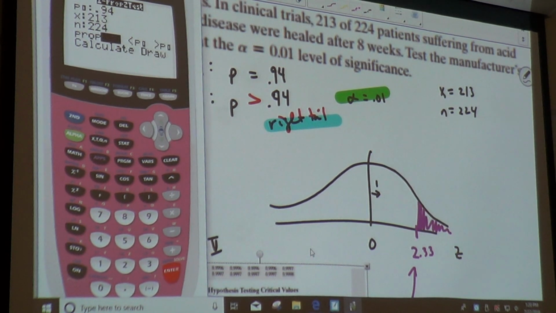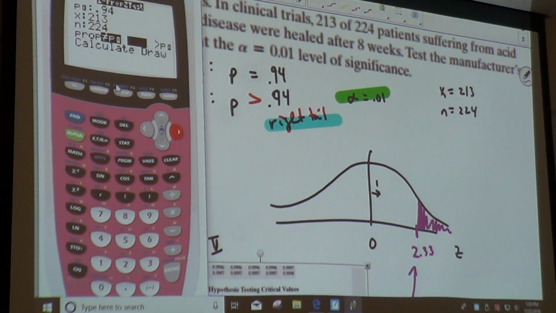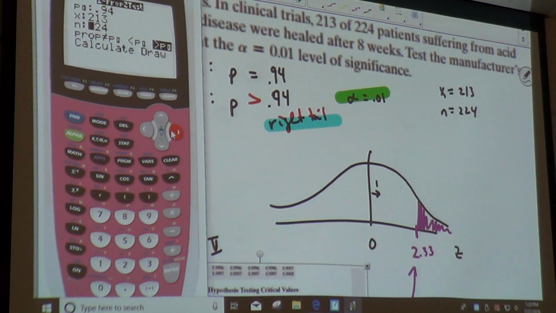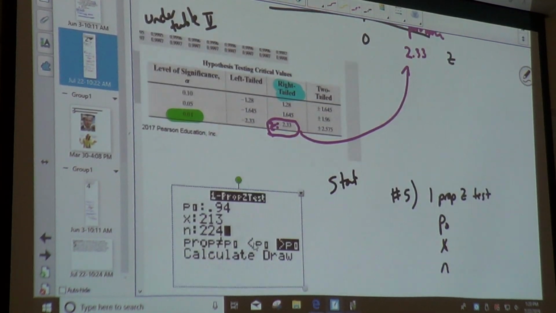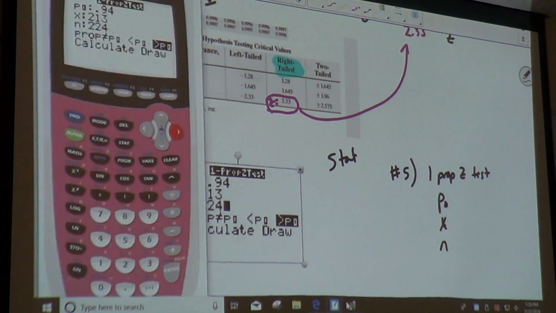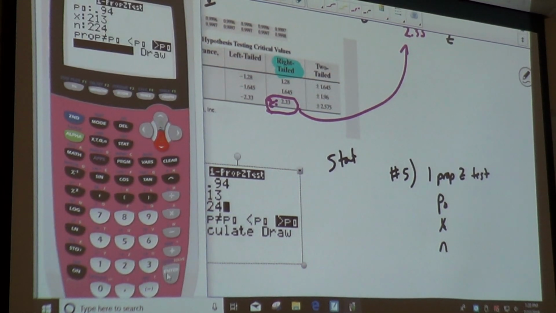Now, I have to decide which of these am I going to shade. Am I going to shade the not equal to? Am I going to shade the less than? Or am I going to shade the greater than? Greater. I'm going to shade the greater than. So I scroll over, and when I get on top of it, I hit enter. That makes it dark. Let me pull this down so you can see it. And then I'm going to hit calculate.